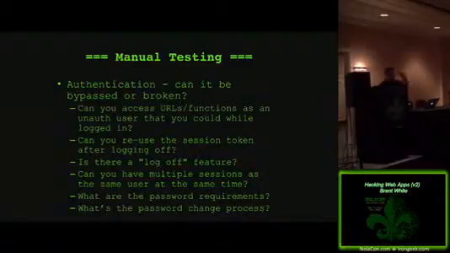Okay, so back to manual testing. Authentication is obviously a very important part of the application. Are there URLs or functions that you found, let's say as you're logged in as an admin user, like application.com/admin/updatepassword.php, something along those lines? Can you still access that as an unauthenticated or a non-admin user? Those are some privilege escalation things that you want to make sure to look at.